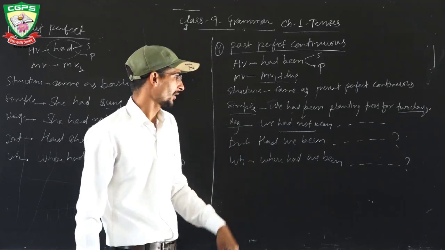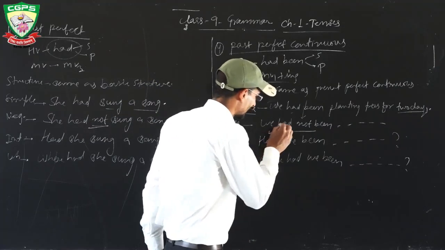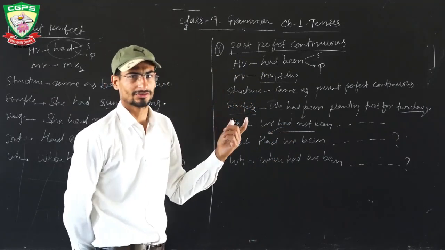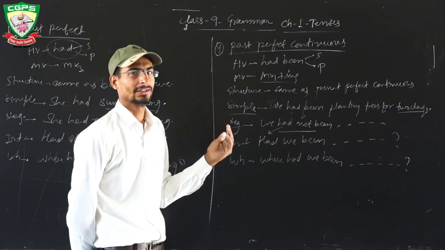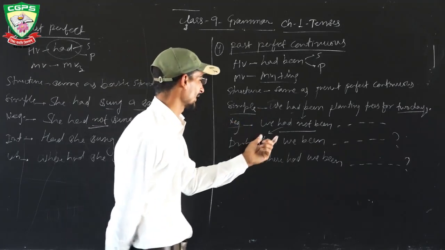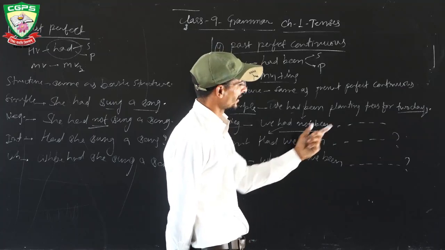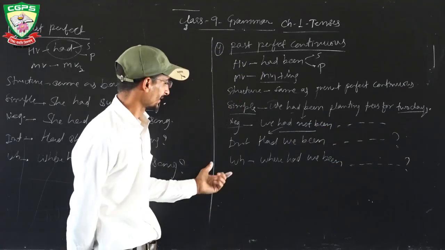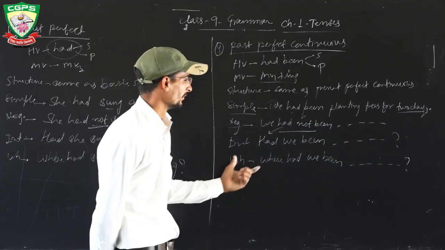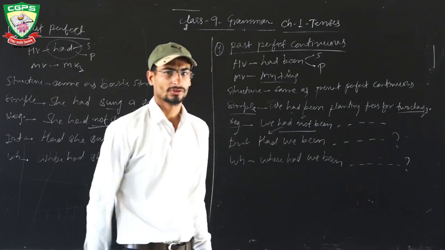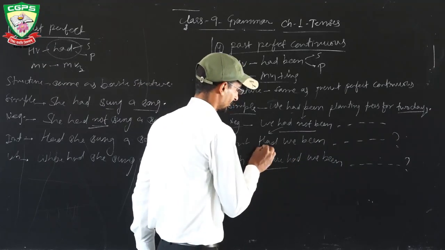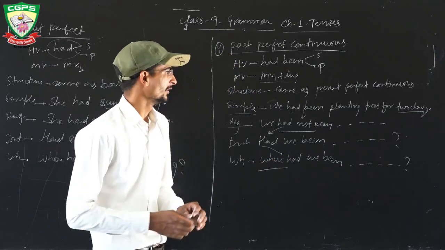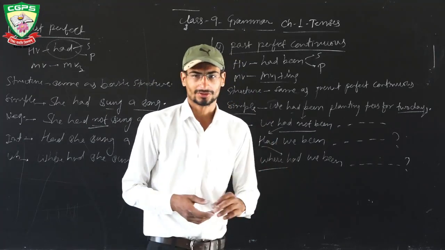Next is interrogative. Just write the first part of the helping verb at the starting. Similar to present perfect continuous where we have written has and have, then subject and been. Here had, subject, been. Rest part is same. Next is WH type sentence. Where had we been? So here the WH word at the starting and similar to interrogative sentence. So this is about the past perfect continuous tense.